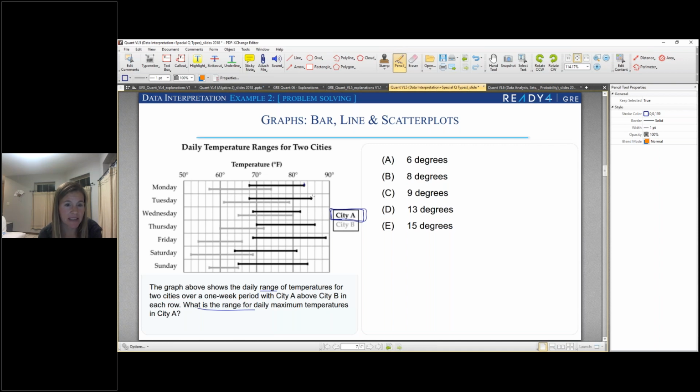So this would be the max, and this is the max, and this, and this, and this, and this, and this. So if we want the range of maximums, we want the greatest maximum minus the least maximum. I think that's right. This one looks like it's about 2, 4, 6, 8, 89 degrees or so. And this one looks to be about 81 degrees. So what is the range between them? 8 degrees. The answer is B.